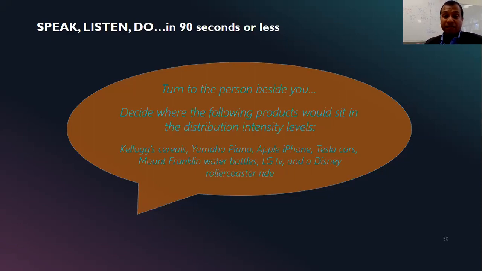Water bottle, as many as possible. So maybe you will go through the intensive. LG TVs and all, maybe the selective one will be fine. Disney ride and all, maybe the highly exclusive, right? You don't want to have another one who operates your ride, so maybe the highly exclusive. Hope all these things are clear.